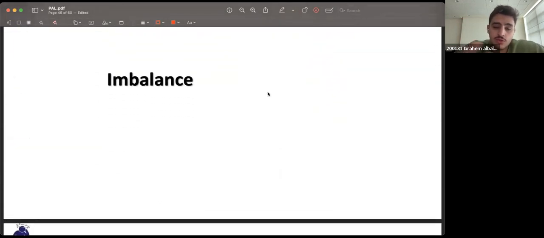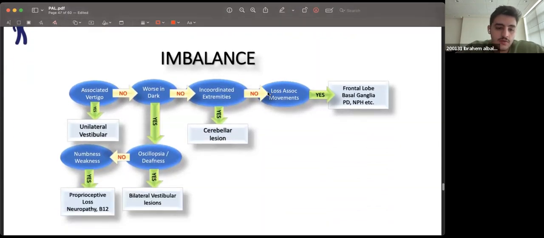Imbalance is also another thing that the patient might come to you with. You want to see if that's related to vertigo or not. So here are the causes of imbalance.